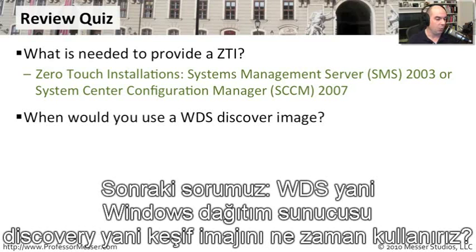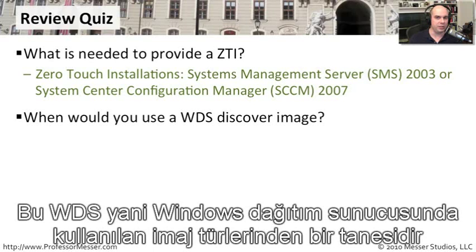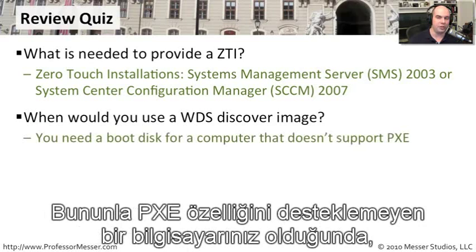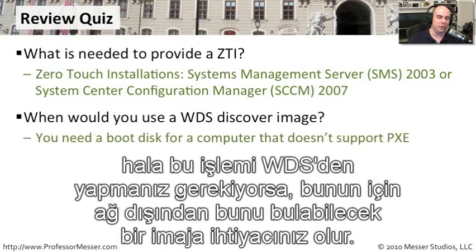The next question is, when would you use a WDS discover image? That's a very particular kind of image that's used in our Windows Deployment Services, and that is when you have a machine that doesn't support PXE and you still need to boot from it. You would need an image that can discover where that happens to be out on the network.